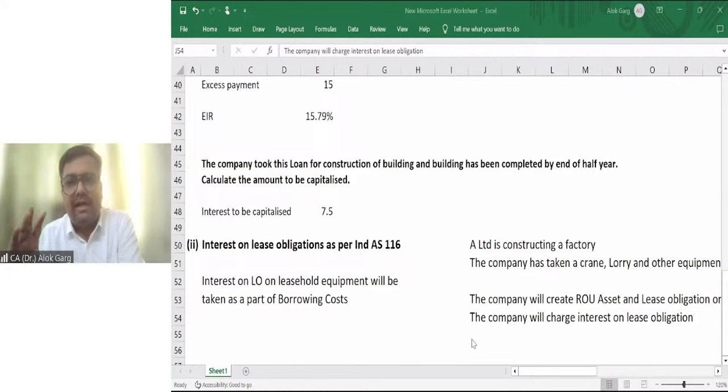Although in Accounting Standard 16, the substantial period of time was more than 12 months, in Ind AS it is silent. But to solve this question, we are considering 3 months as a substantial period of time, and then you need to answer that question. You should make it very clear that since it is a quarter, and less than that, ideally, you should not consider it as a substantial period.